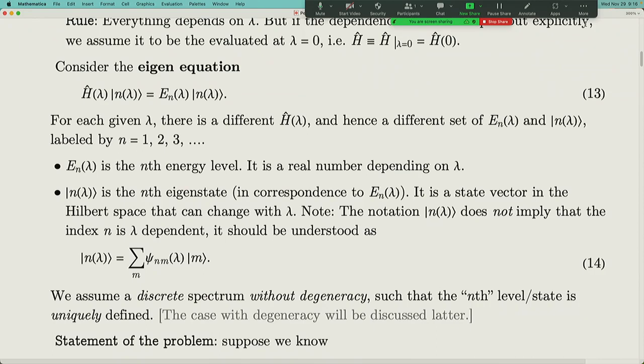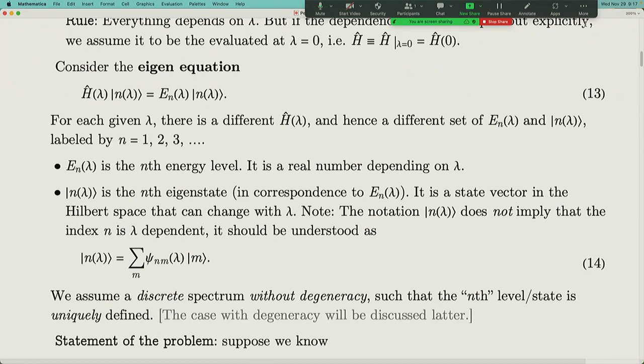So this notation, I want to emphasize, doesn't mean that n as a number depends on lambda. n is actually an integer label of the state, and it doesn't depend on lambda. If you tune lambda smoothly, this integer label doesn't change. When I write |n(lambda)>, I mean that this is an eigenstate labeled by the index n, and the eigenstate itself, as a vector in the Hilbert space, has a lambda dependence.